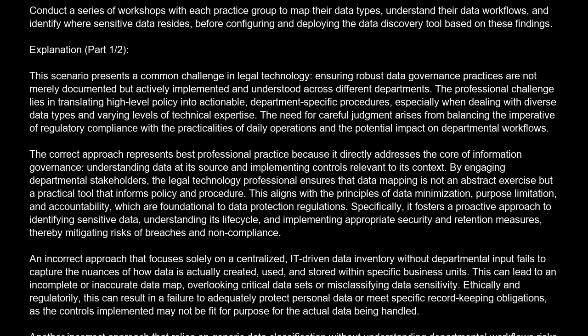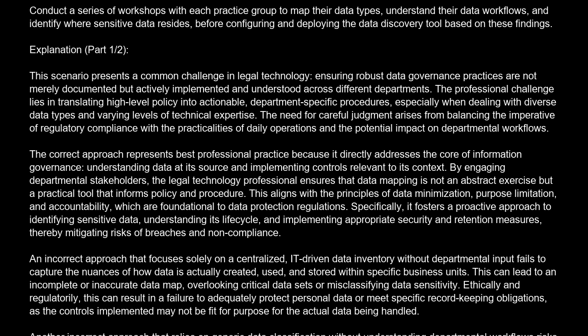This aligns with the principles of data minimization, purpose limitation, and accountability, which are foundational to data protection regulations. Specifically, it fosters a proactive approach to identifying sensitive data, understanding its life cycle, and implementing appropriate security and retention measures, thereby mitigating risks of breaches and noncompliance.